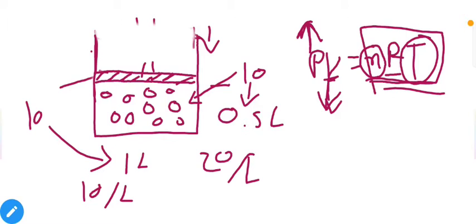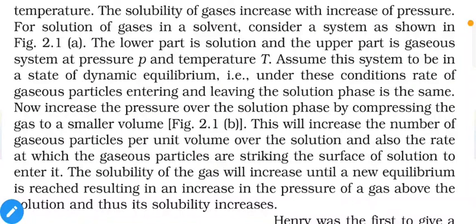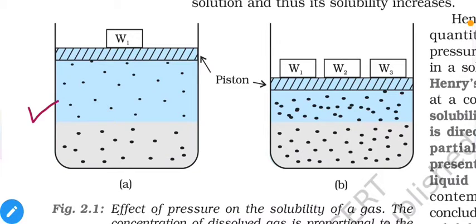So by decreasing volume, we are actually increasing the pressure, and an increment in pressure also increases the concentration. So higher pressure represents more concentration for gases. For a solution of gases in a solvent, consider the system as shown in figure 2.1a. The lower part is solution and the upper part is the gaseous system at pressure P and temperature T. So this is our first figure, which has comparatively lower pressure.